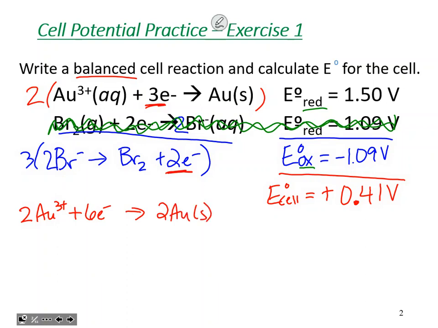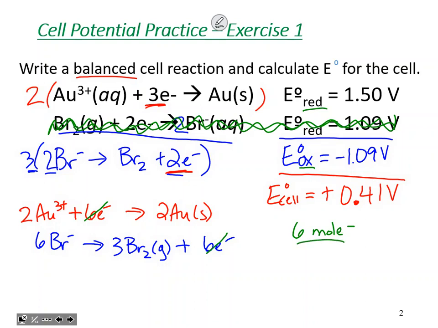And I multiply the other one, which is going to give me 3 times 2, so that's 6 bromides, going to 3 bromine liquids. Although they didn't, did they put the phase up there? Oh, they said it's a gas, sorry, gas. And then we're going to get 6 electrons out of it as well, because 3 times the 2 here. Now we can combine them because this is going to cancel. So technically we have an exchange of 6 electrons going on here. So this is like 6 moles of electrons that are being transferred between the oxidation reduction reaction.